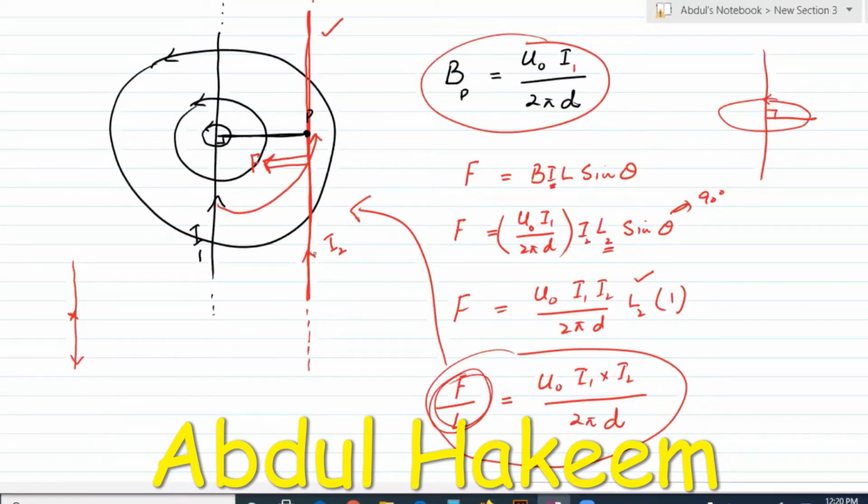So the current, look, the field is into the page, and the current is going in this direction. So the force is in this direction, according to Fleming's left-hand rule. Correct, not downward, it is upward. Okay, correct it.